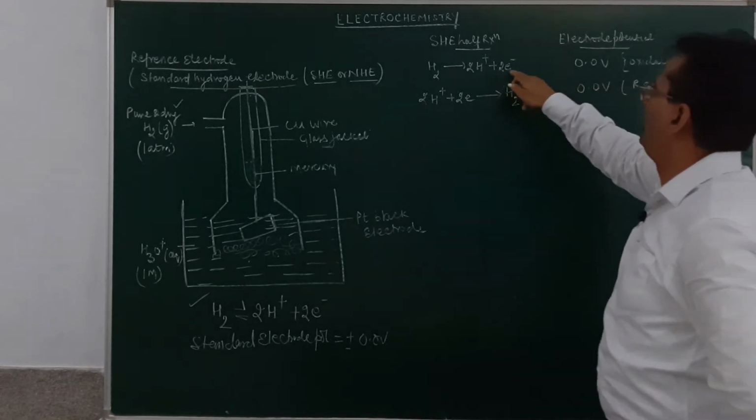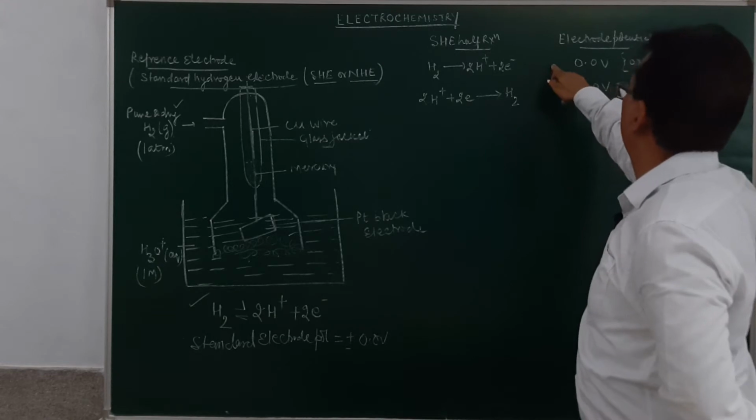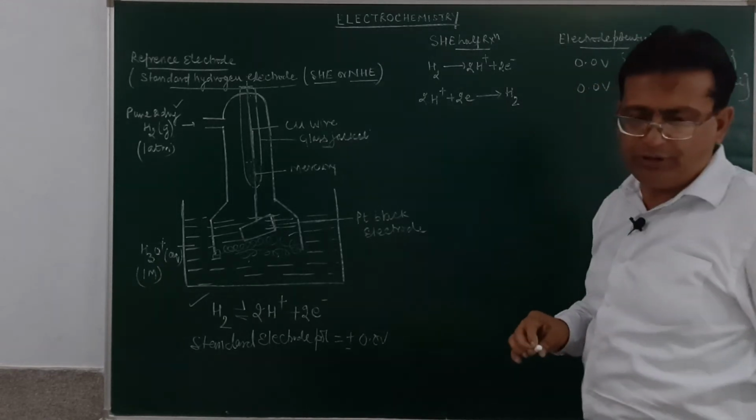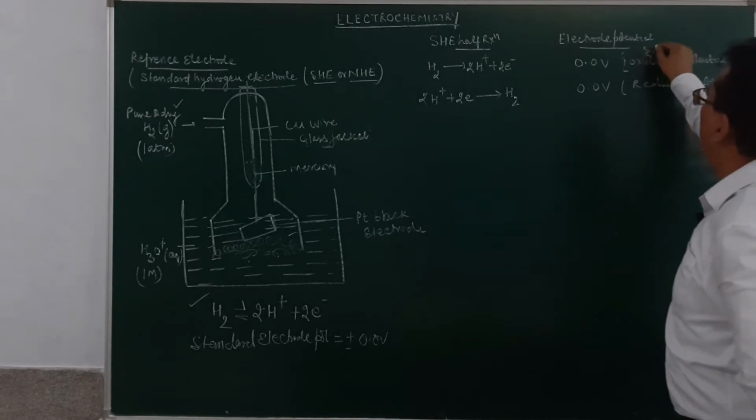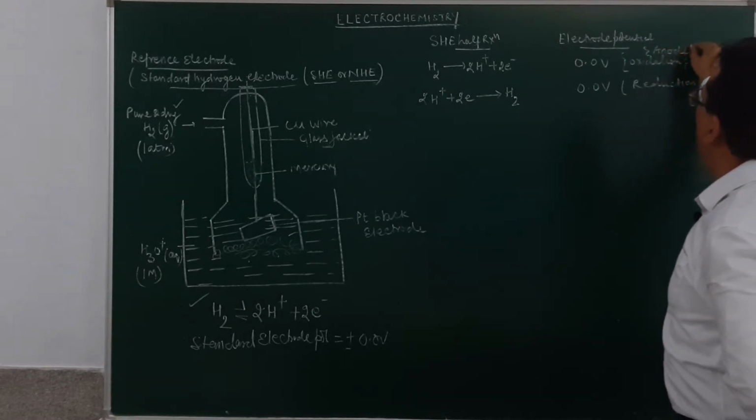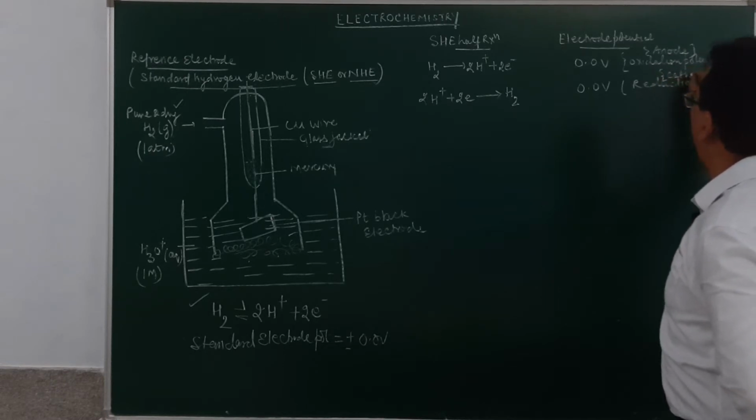Here it is undergoing the process of oxidation, so this electrode will act as an anode. And here it undergoes the process of reduction, so this will act as a cathode.